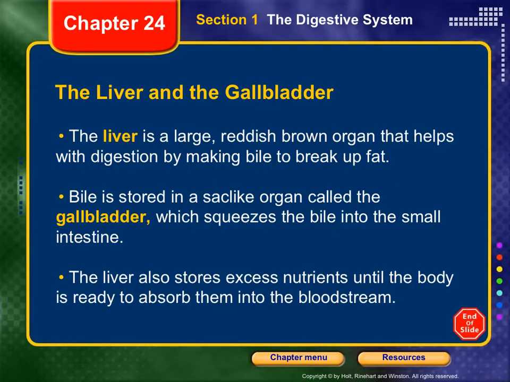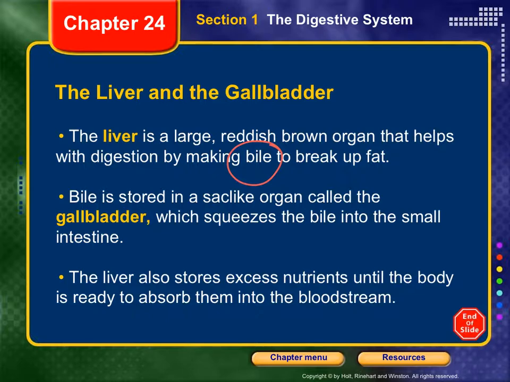All right, then we go talk about the liver and the gallbladder. So the liver, that large organ, it's brownish usually. In the cat, that didn't look so brown. But it's brownish reddish because there's a lot of blood in there. It makes bile. And bile is a substance that breaks down fat.